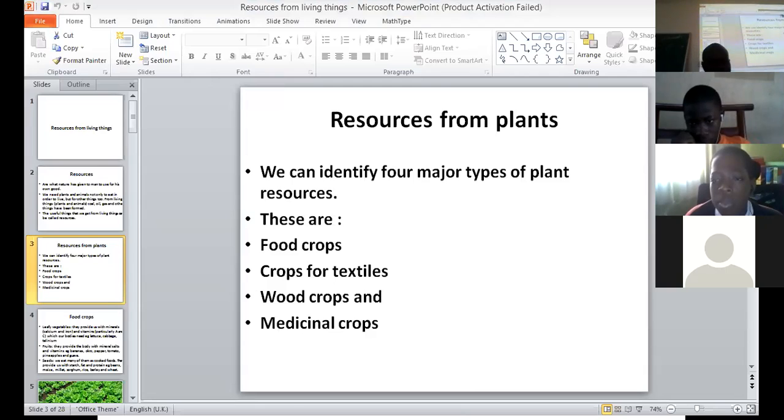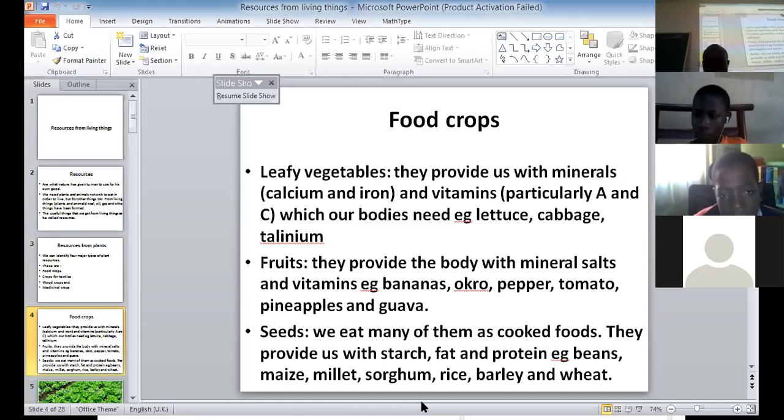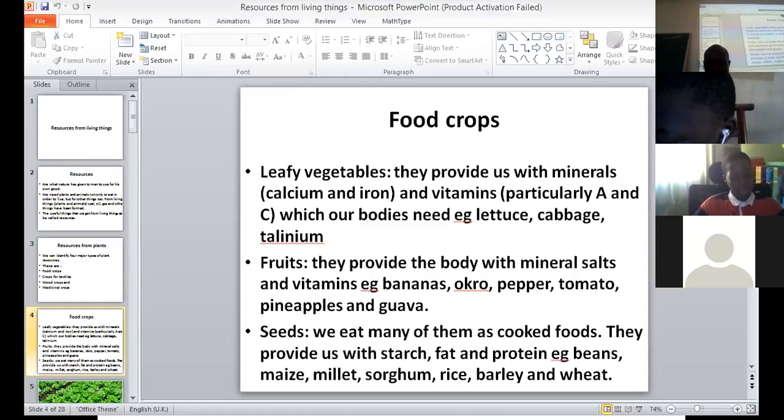Okay, resource, I think we have written this. Food crops. You can see now that a food crop again has siblings. You can see the siblings of food crop.